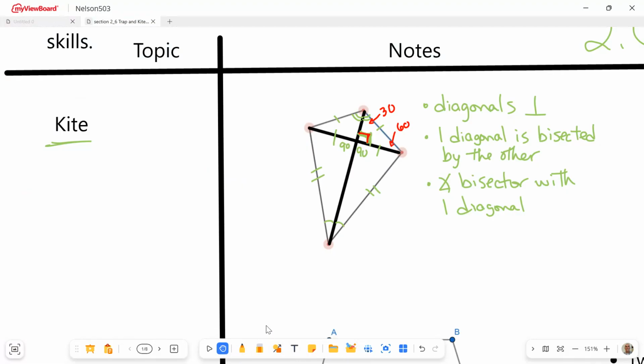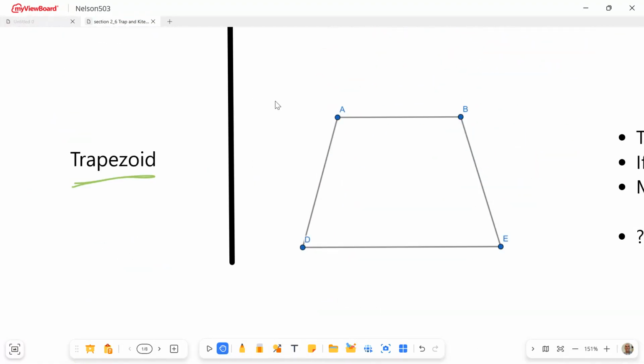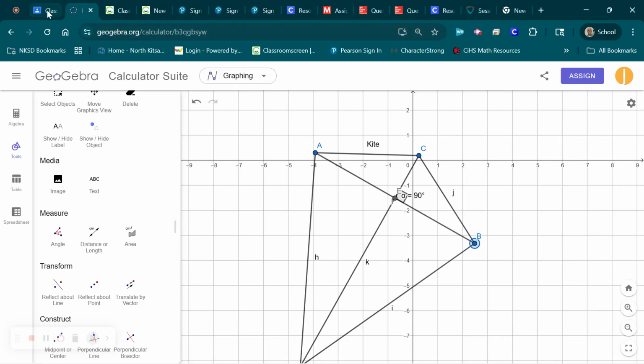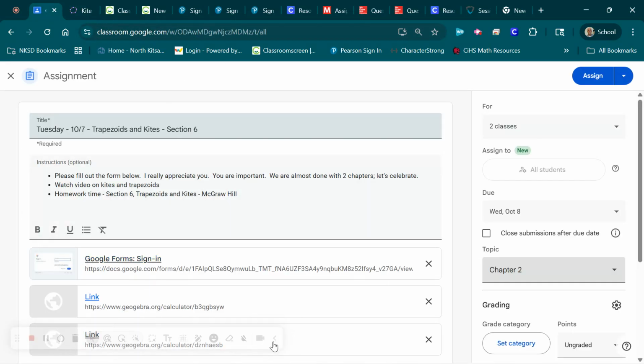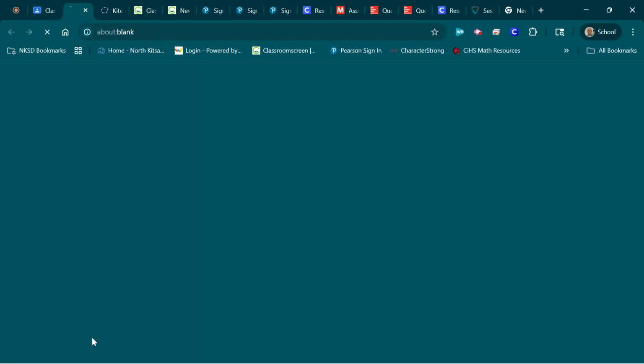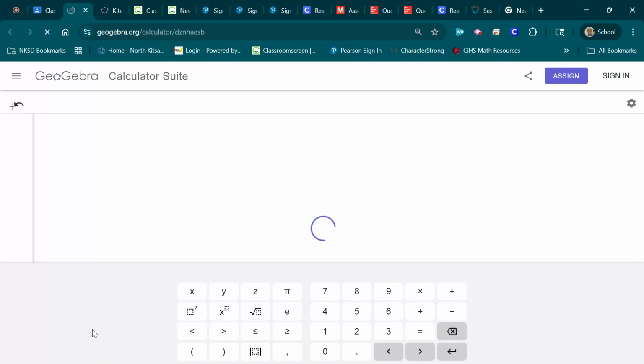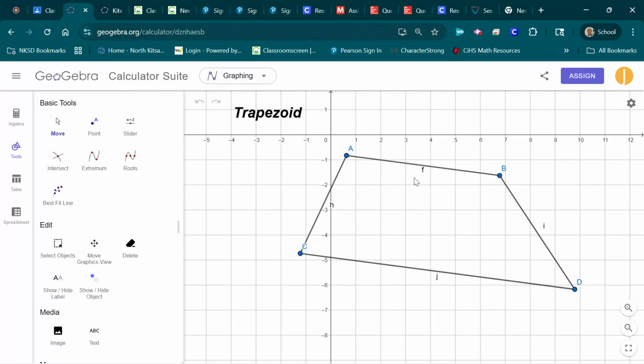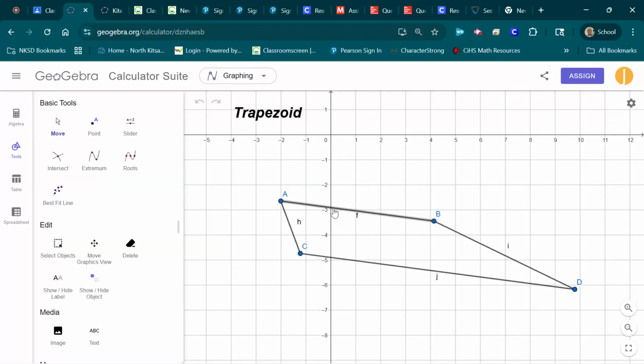The next shape that we're going to look at is a trapezoid. So let's jump over to Google Classroom, and this guy's in my way. Let's open up the trapezoid. Come on, GeoGebra. You can do it. There we go. Okay, so let's try this out, see what we notice about a trapezoid.